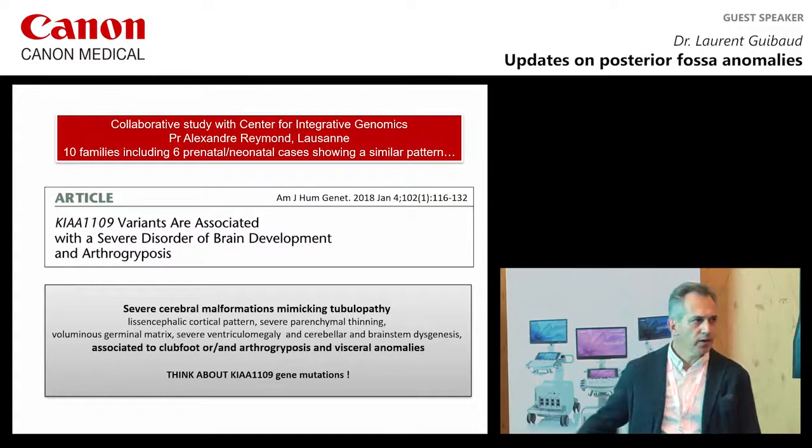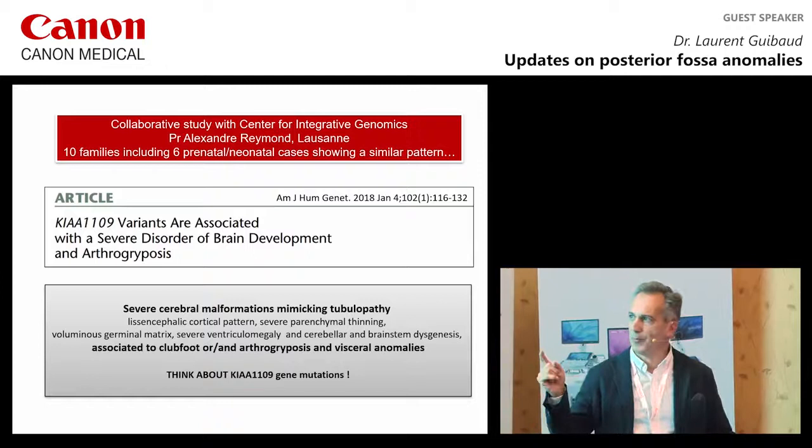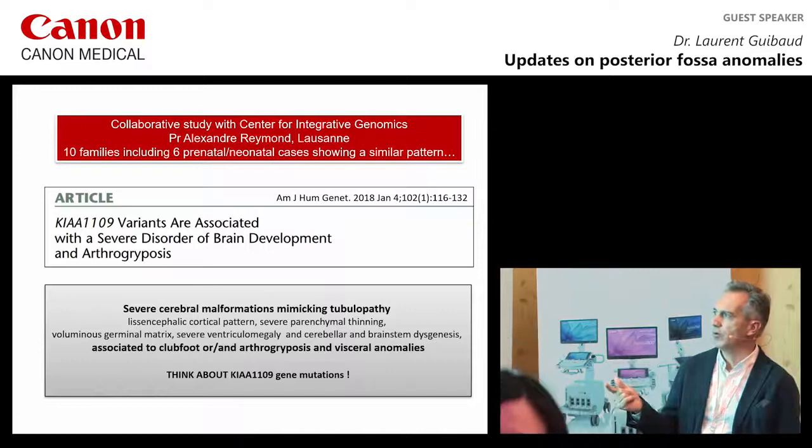But in tubulinopathy, you don't have extra-CNS anomalies, and all our cases have clubfoot and arthrogryposis, and also visceral anomalies involving, most of the time, the eyes and the heart.